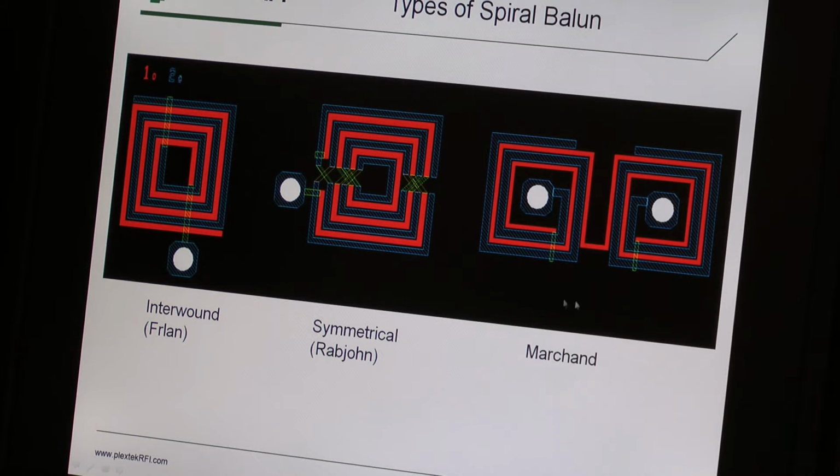Now, one of the baluns that we favour a lot here at Plextech is the Marchand balun. This one's slightly different, and I've shown it here. Again, primary in red. The other terminal of the primary is left open circuit in a Marchand balun, and the two secondary spirals are shown here in blue.